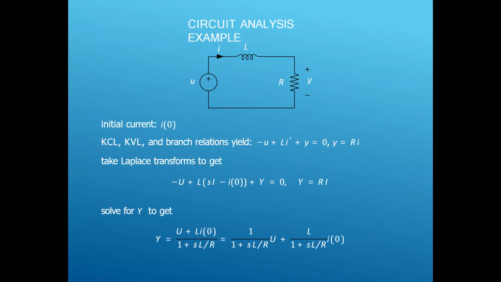The circuit analysis example: with an initial current, KCL, KVL, and branch relations yield minus U plus L di/dt plus Y equal to 0, and Y equal to Ri. Here, Y is the potential difference, R is the resistance, L is the inductor, i is the current passing through it, U is the power source. Applying the Laplace transform we get minus U plus L(s i minus i(0)) plus Y equal to 0, Y equal to Ri. Solving for Y, we get Y equal to U plus L i(0) divided by 1 plus sL by R, that is, 1 by 1 plus sL by R into U plus L by 1 plus sL by R into i(0).